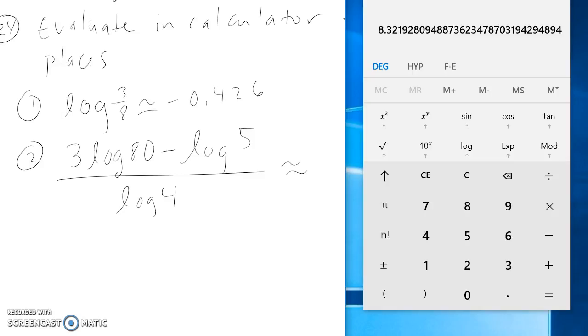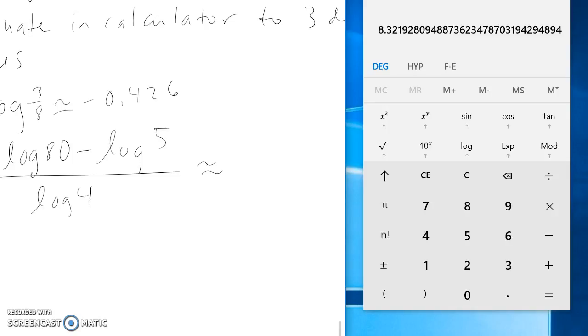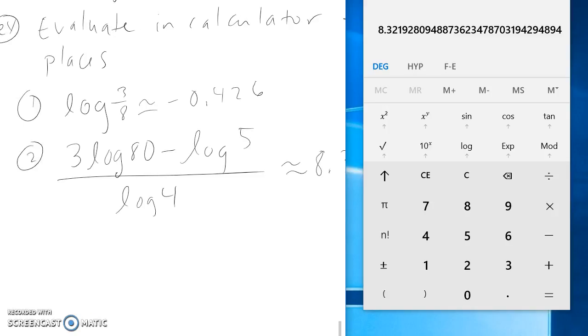8.322. Let's make this a little bigger again. No, maybe not, I'll just move over. 8.322. Alright, one more problem that we want to do in the calculator. ln of 5/3. What? Wait a minute. ln of 5/3? What is that?